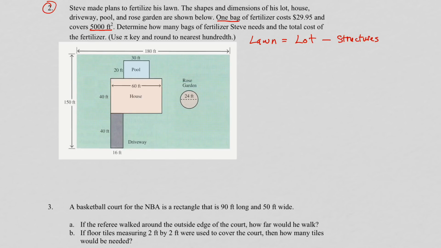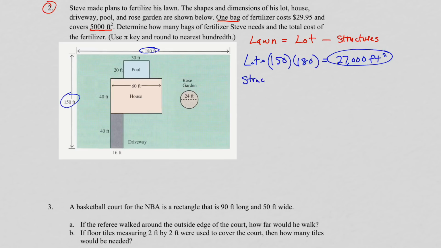Okay, so let's first calculate the lot. And the lot is one big rectangle here, length times width. So that's going to be 150 times 180. And that's going to be 27,000. Okay, so if the lot was empty with no structures, then we would do minus 0. And this is what we would work with. It's just, there's my lot. Okay, let's do my structures now. So obviously we have a house, but we have to also add the pool and the driveway, which is not going to be grass, and the rose garden.